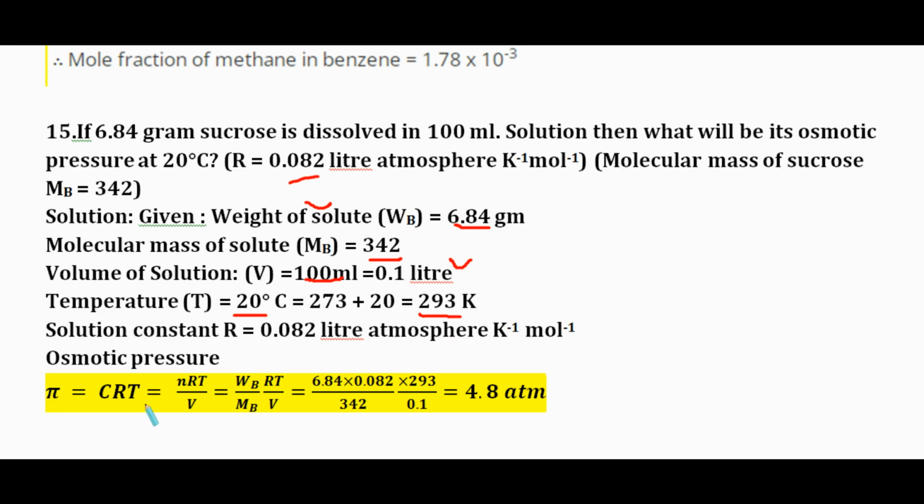Osmotic pressure, we know that pi equal to CRT, but concentration is not given, so it can be written as n upon V RT, and number of moles can be written as Wb upon Mb. By putting value, we get the value of Wb is equal to 6.84, this is value of R 0.82 and value of T 293. Here value of Mb 342, value of V 0.1. On calculating this value, we get 4.8 atmospheric pressure. This is the value of osmotic pressure.